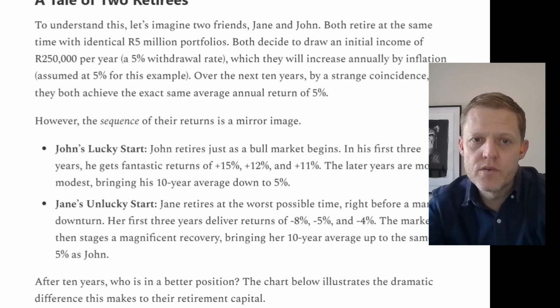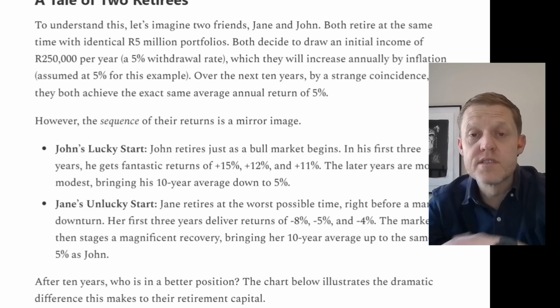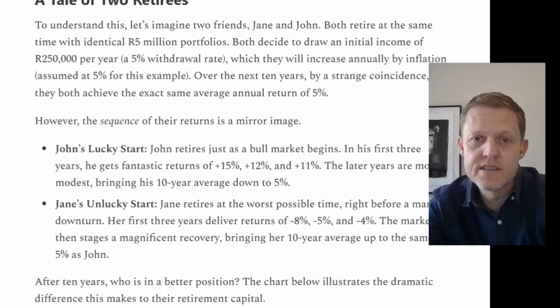So first, John, I've called John the lucky guy here. He starts and he earns positive returns. As you can see in this example, the first year is a great year, 15%. Then he earns 12%, and then he earns 11%. Then after that, something happens in the markets and he earns negative returns for a few years. And over the course of 10 years, when we average this all out, he's earned an average of 5% every year. Okay, so that's John. He's lucky because he started with positive markets when he was withdrawing income.